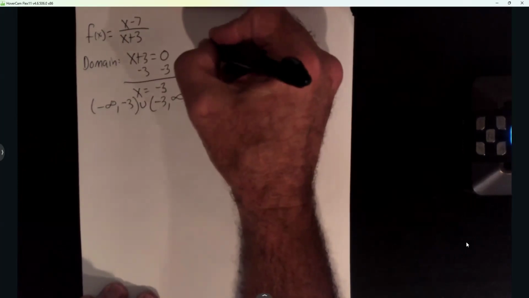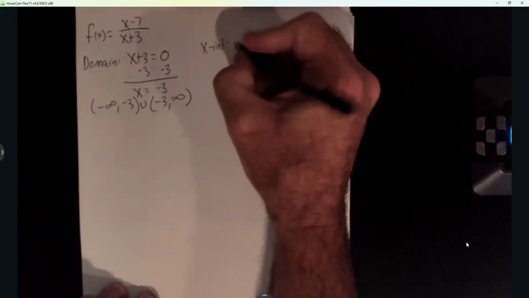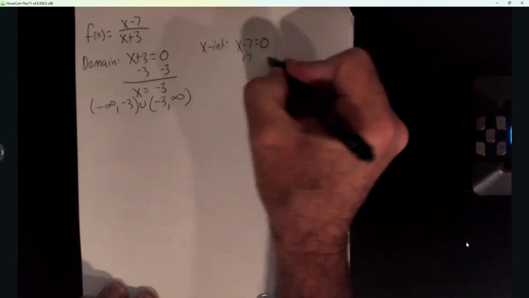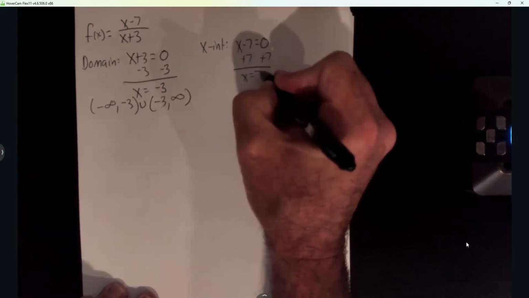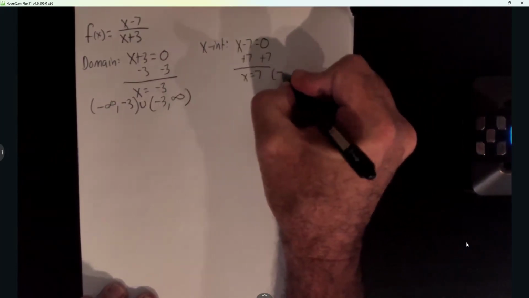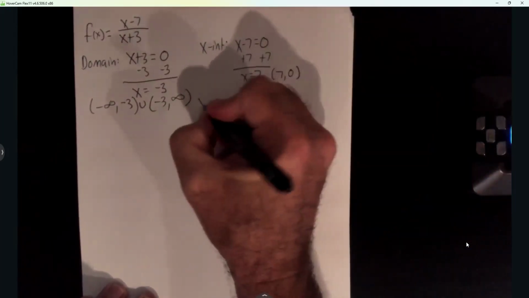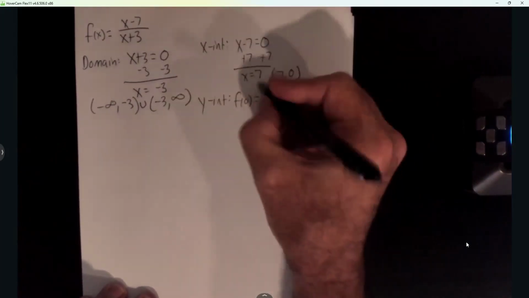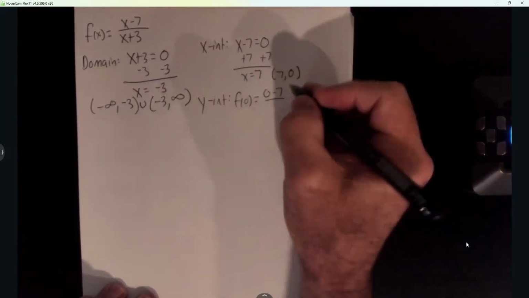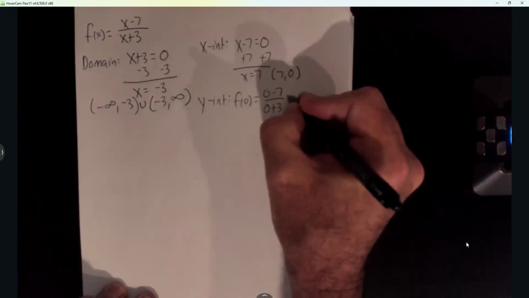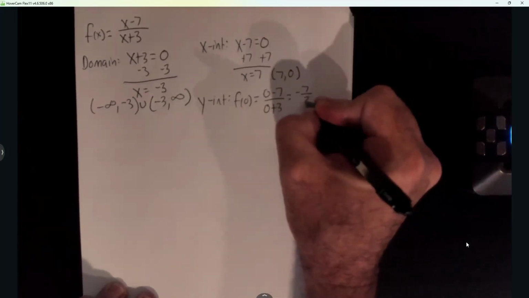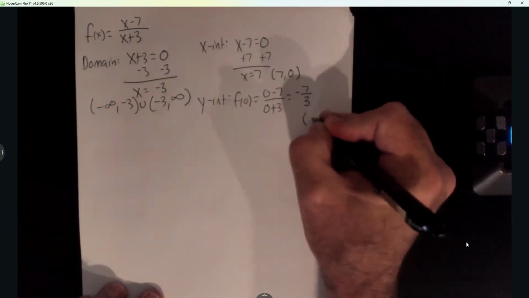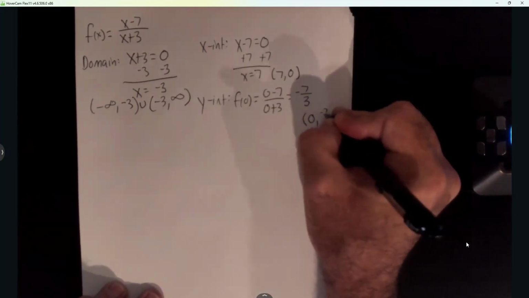All right, the x-intercepts, we set the top equal to 0. So let me solve that. I get x equals 7. So that means the x-intercept is 7, 0. Y-intercept, we find f of 0. So that's putting a 0 in top: 0 minus 7. 0 plus 3 on the bottom gives me -7/3. So that means the y-intercept is 0 for the x, -7/3.